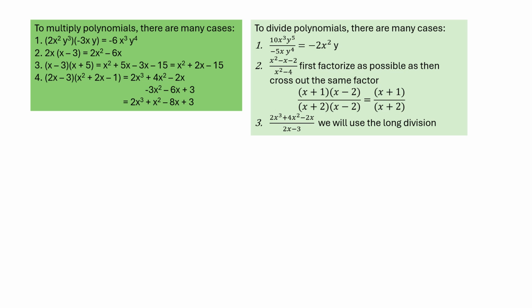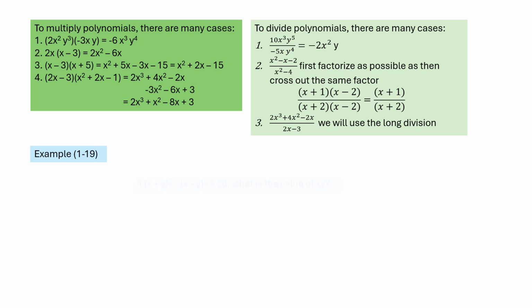Question 3, 3x cubed plus 4x squared minus 2x over 2x minus 3. Try to do it alone, but you can factorize the numerator by taking common factor x and make factoring, and cross 2x minus 3 as a common factor and write the answer.